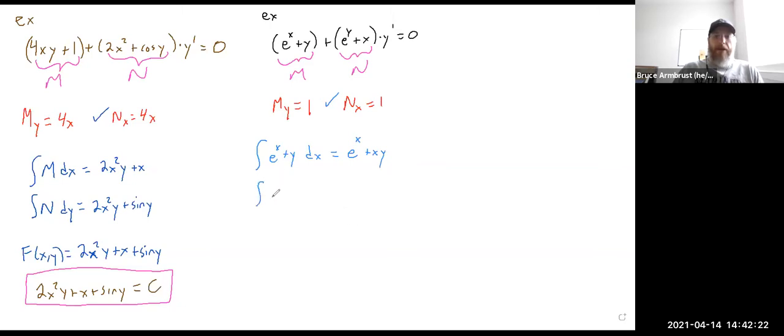And then we integrate N, e to the y plus x, with respect to y. So e to the y, of course, is e to the y. The x gives us xy. So we'll put those together. We get e to the x plus e to the y plus xy.